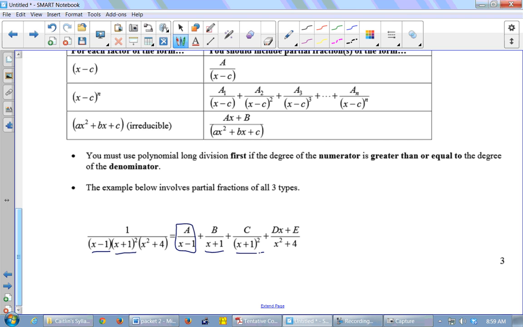And then I have an irreducible quadratic, x squared plus 4. You can't factor that without using i's. So I need a linear term over the x squared plus 4. Dx plus e, a linear term where I don't know the coefficient on x or the constant.